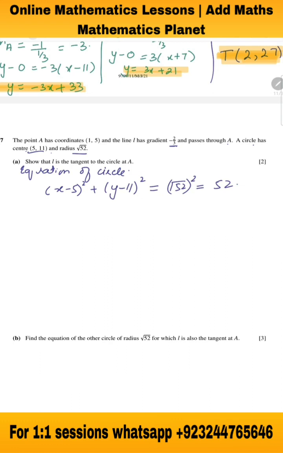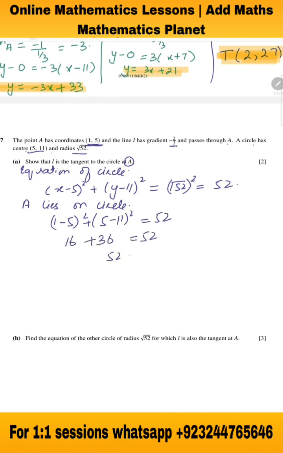Now we have to show that L is a tangent to the circle at A. But first of all, we have to show that A lies on the circle. And A is the point (1, 5) that lies on the circle. So if A lies on the circle, it should satisfy the equation. We will substitute 1, 5. So it would be (1 minus 5) whole square plus (5 minus 11) whole square, which is equal to 52. Minus 4 whole square is 16 plus 36 is equal to 52. 52 is equal to 52. So it is confirmed that A lies on the circle.